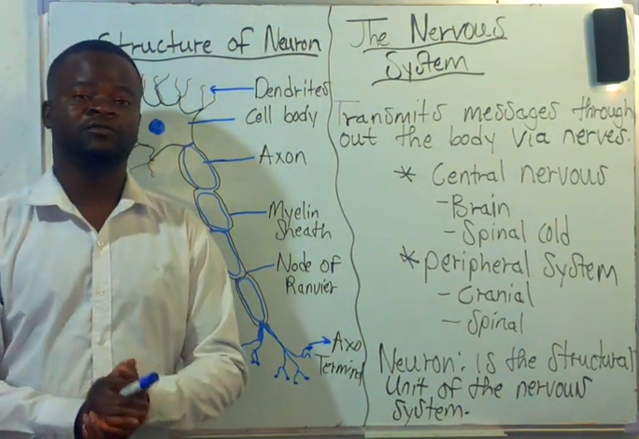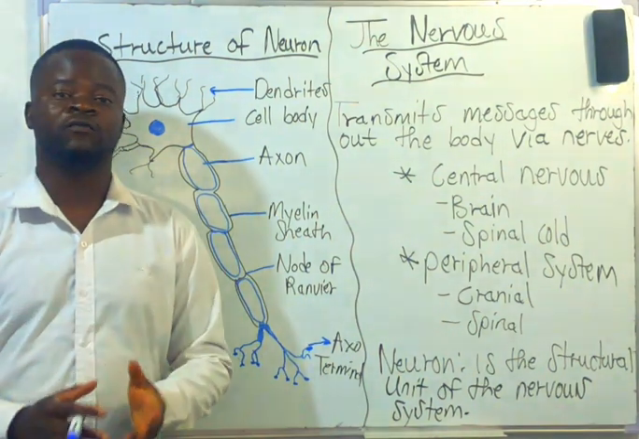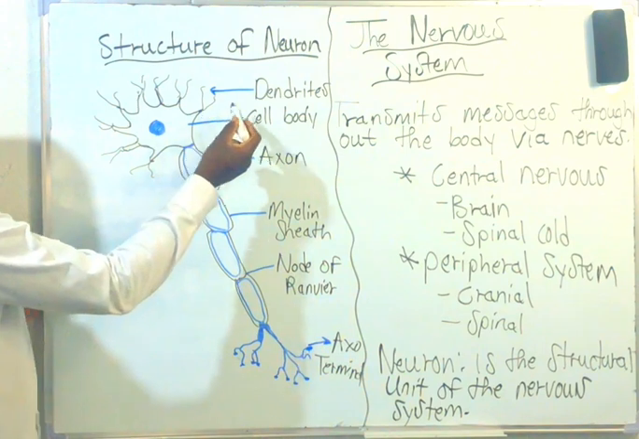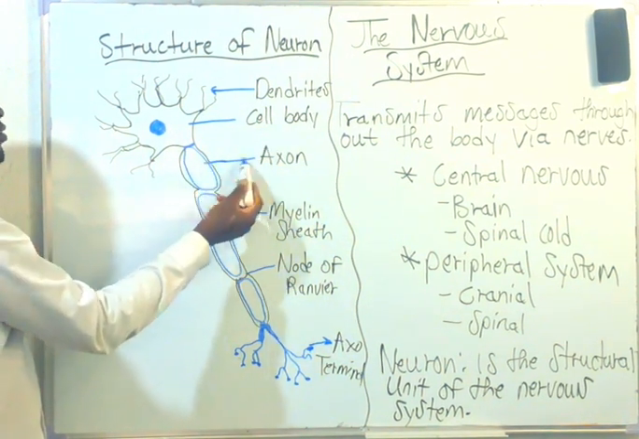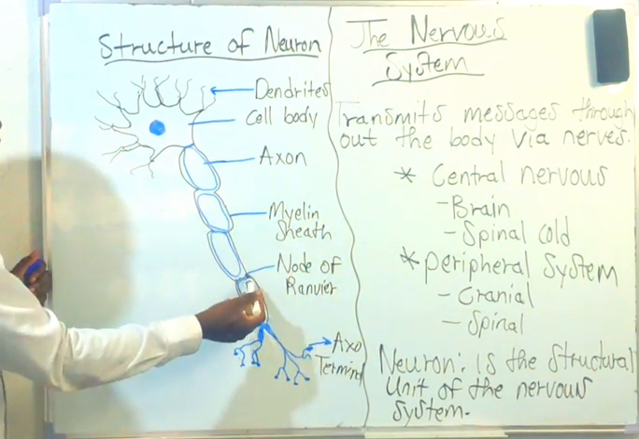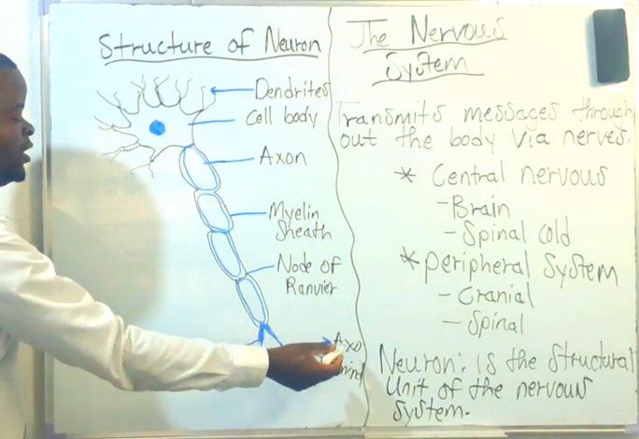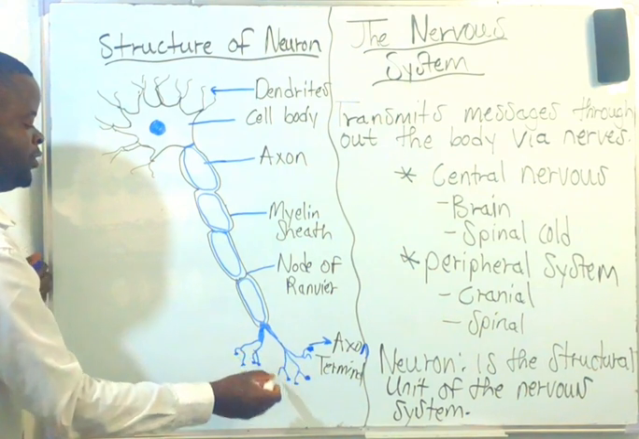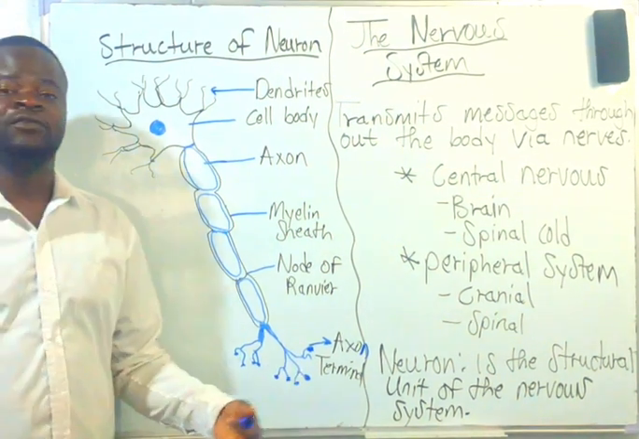Okay, so remember that this is a good presentation of the diagram of the neuron. A bunch of nerves makes up a neuron, and this is a good example of one. Some of the parts on the neuron are the dendrites, the cell body, the axon, the myelin sheath, the node of Ranvier, and the axon terminal. These end parts here are also known as the nerve endings.